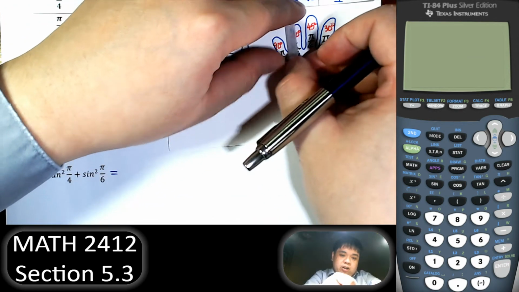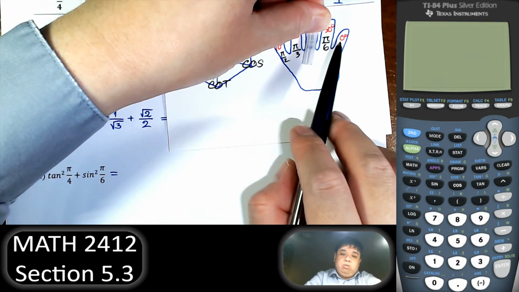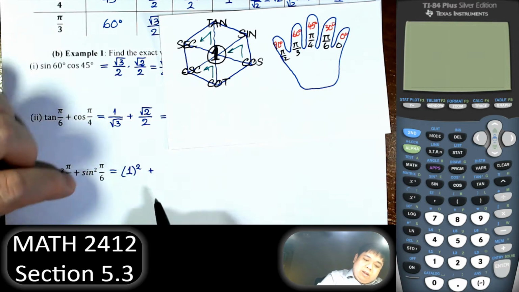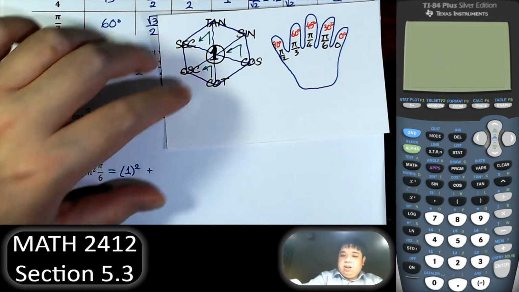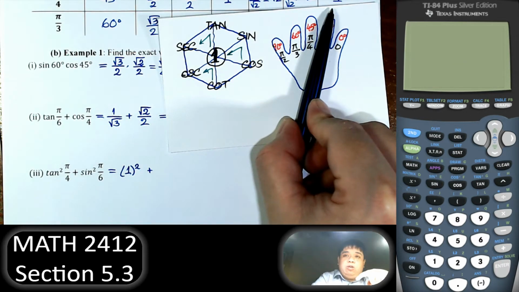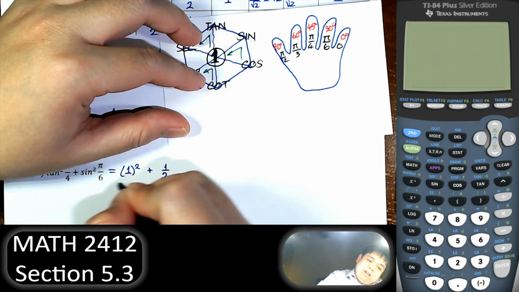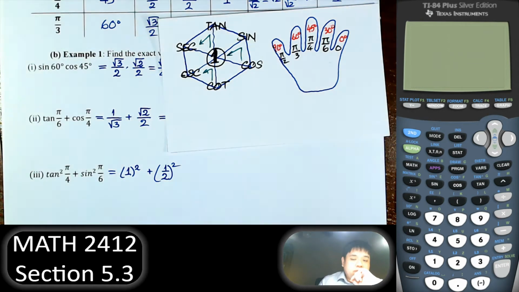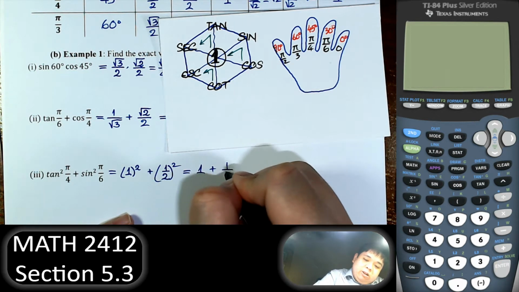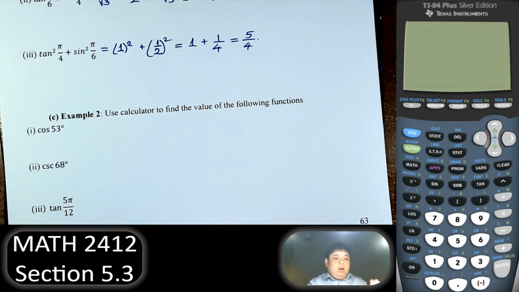Next, tangent of pi over 4. Tangent is square root of number of fingers on the right divided by square root of the number of fingers on the left. So square root of 2 over square root of 2. So this is 1, squared. And sine of pi over 6. Number of fingers on the right is 1, square root of 1 over 2. And then there's a square. So 1 plus 1/4. 1 plus 1/4 is 5/4. Right, that's simple enough.